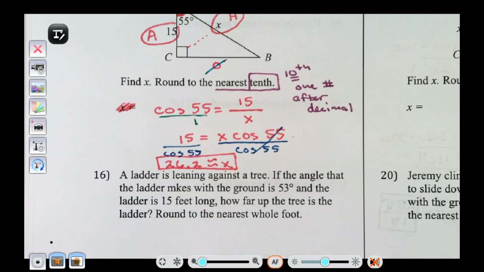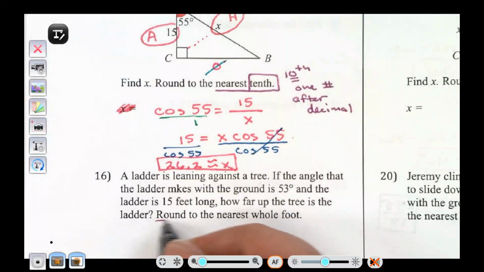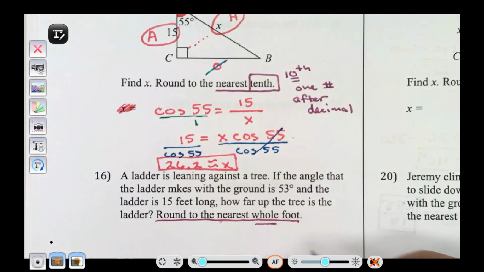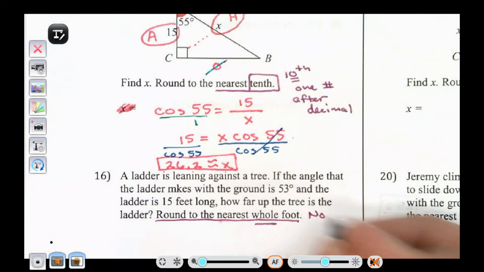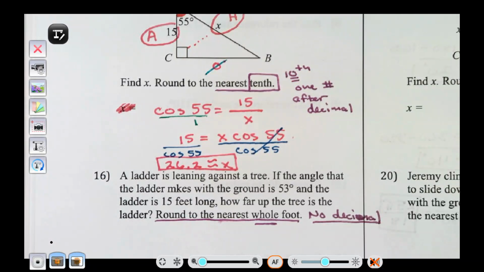Round to the nearest whole foot. Now remember what that means. If you're rounding to the nearest whole foot, that means no decimal. No decimal at all. Give me a nice whole number. Whole numbers only. All right, well, let's figure this thing out.